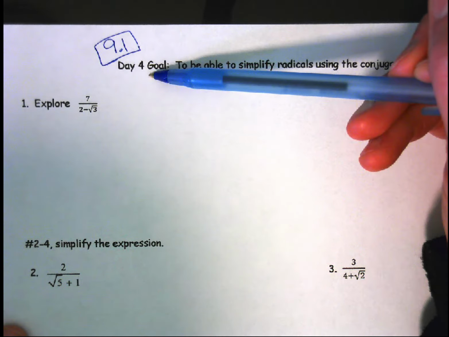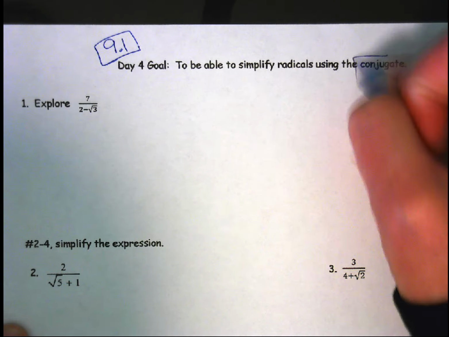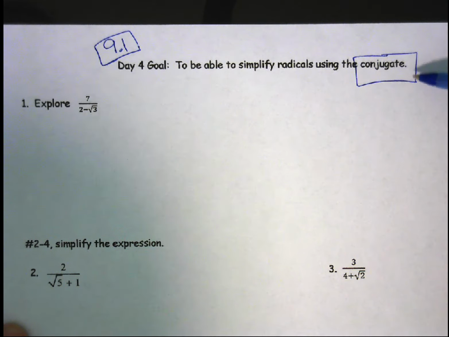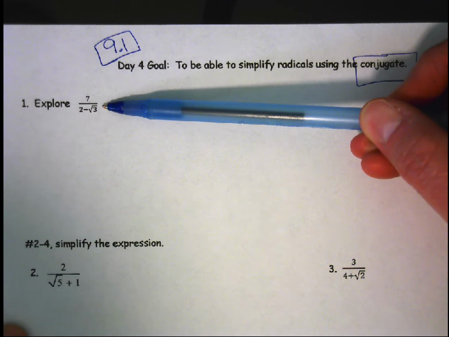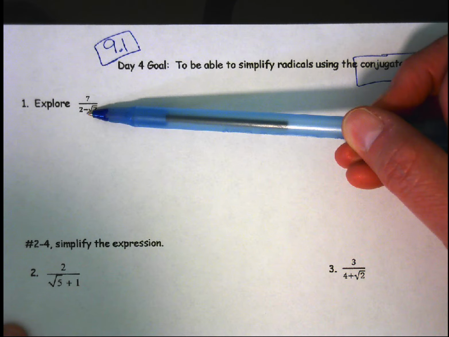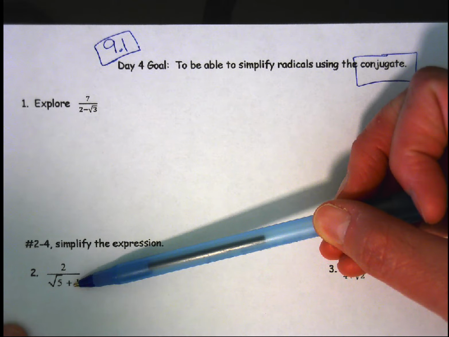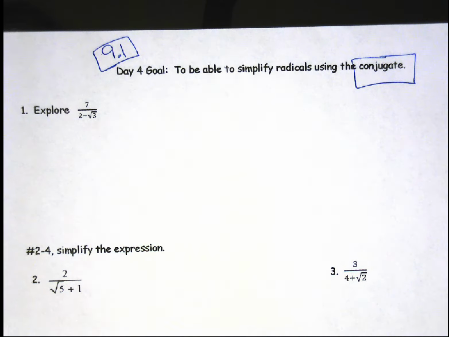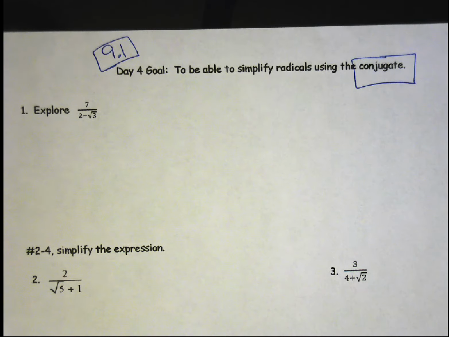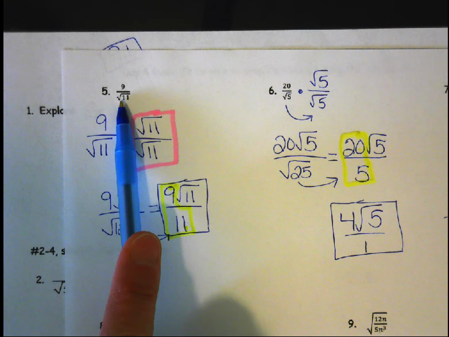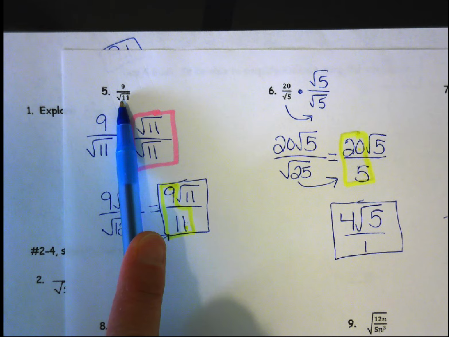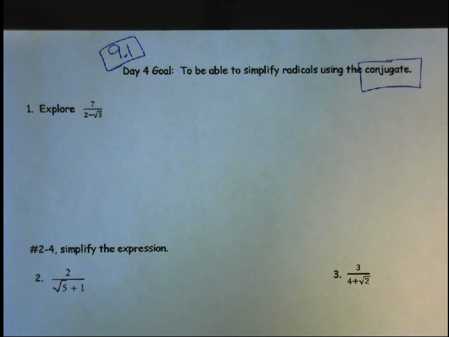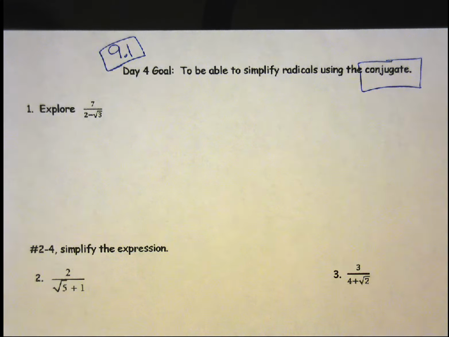So day 4, we're going to be using something called the conjugate. This is very similar to rationalizing. What I want you to notice is how our problems have a subtraction or addition in the denominator. When you were doing the day 3 lesson, yesterday's lesson, notice we only had a radical in the bottom. We did not have a plus or minus sign. So we have to kind of adjust our thinking. It's similar, but it is slightly different.